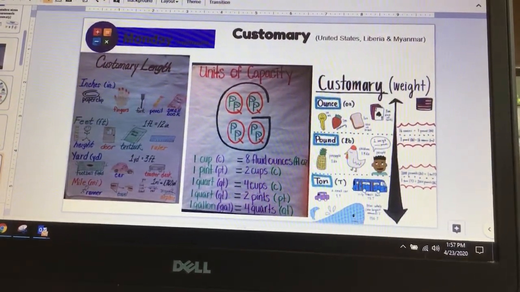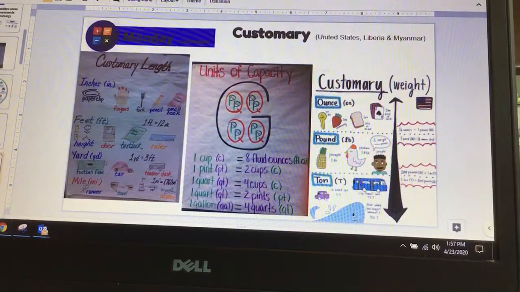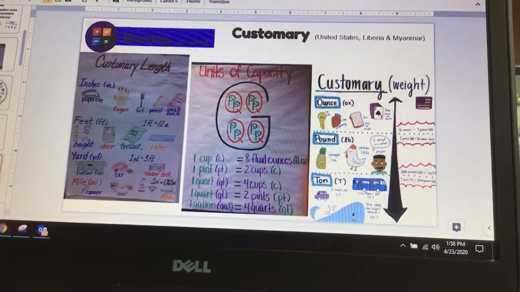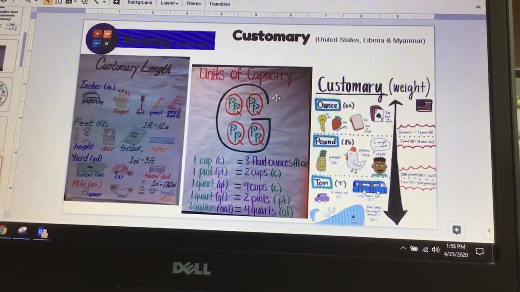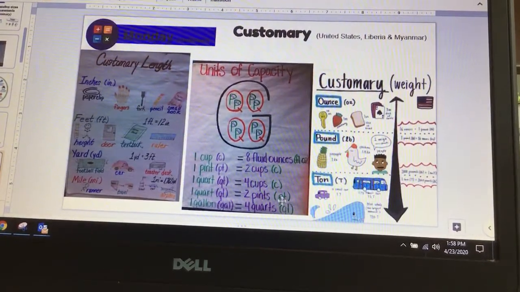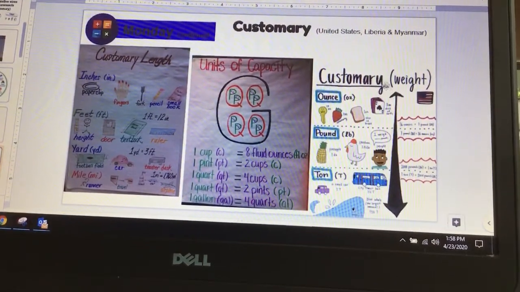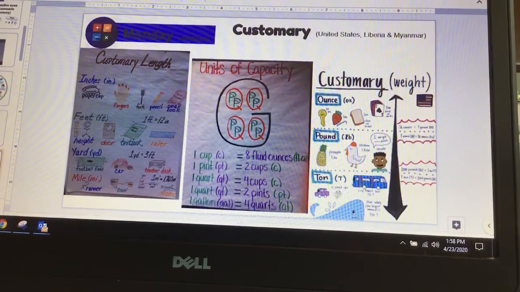We here in the United States, we use inches, and we use feet, and we use yards and miles. For capacity, we use gallons and quarts and pints and cups and ounces. And then for weight, we use ounces and pounds and tons.